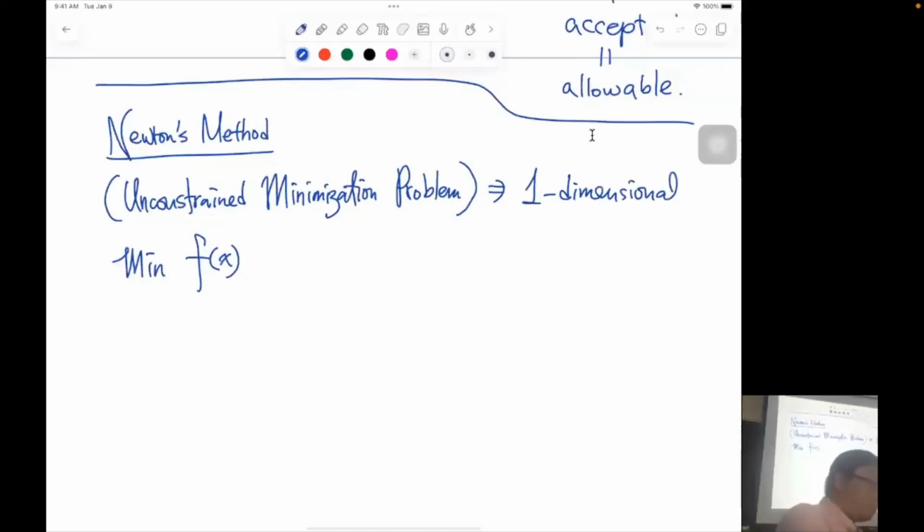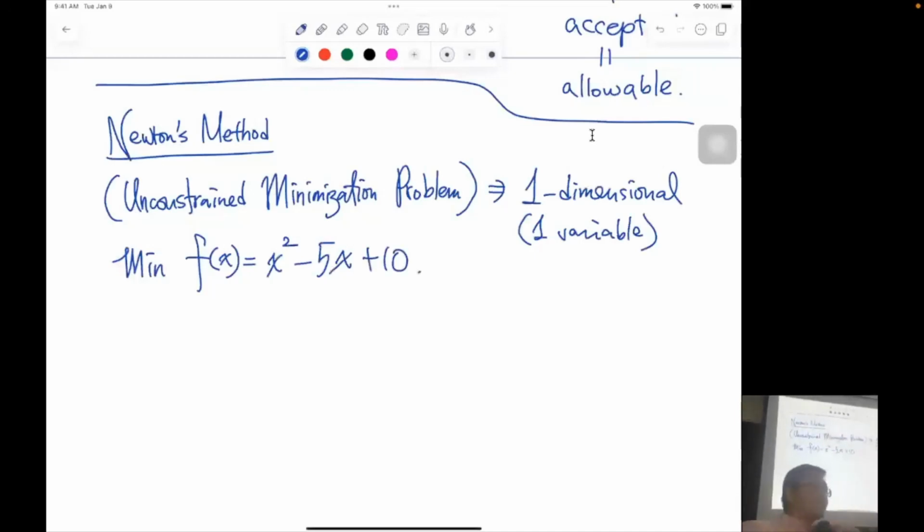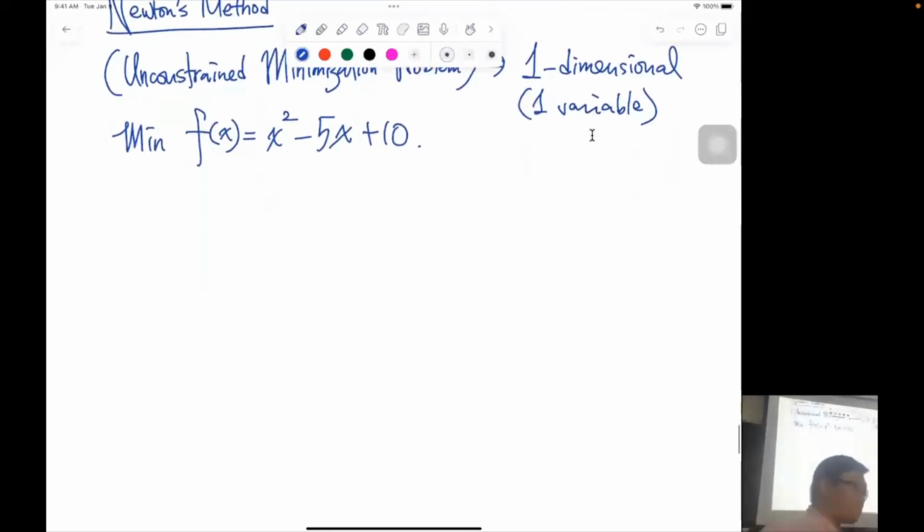One-dimensional. What does it mean? One variable, basically. So let's say I'm solving x squared minus 5x plus 10. Okay, something like that. So in Newton's method, the procedure is like this.